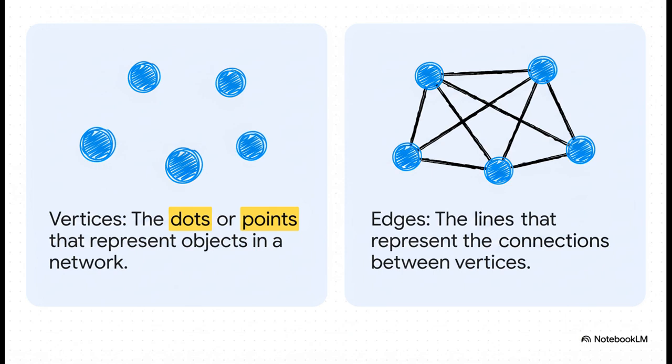And you only need to know two key terms. The dots, those are called vertices. Think of them as the things, the objects, like people in a social network or websites on the internet. And the lines connecting them, those are called edges. They represent the relationships between those things.